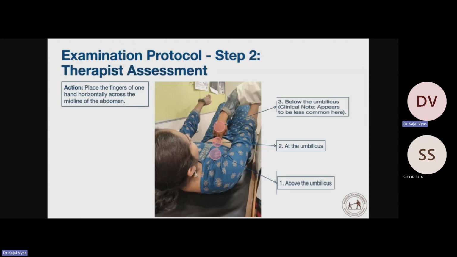Now we'll see the hand placement, the finger placement, and the sides at which the diastasis is to be assessed.